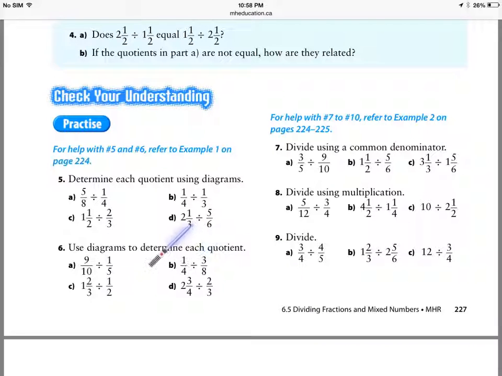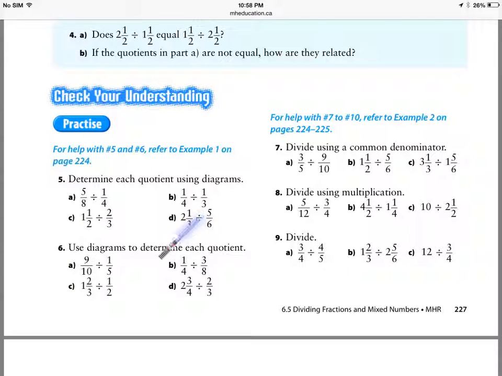Now you'll notice you've got some mixed numbers in here. When you have mixed numbers, what you need to do is change that to an improper fraction. Probably would be the best bet. So in this case, you'd find out how many 5/6 are there in 7/3. Okay? Or you could draw 2 wholes and 1/3. And remember, make sure the denominators are the same.